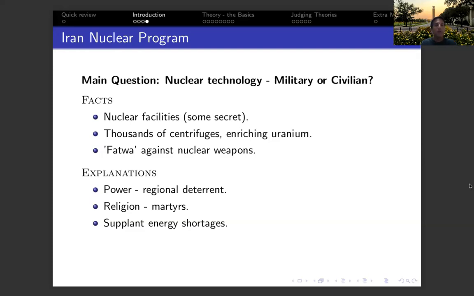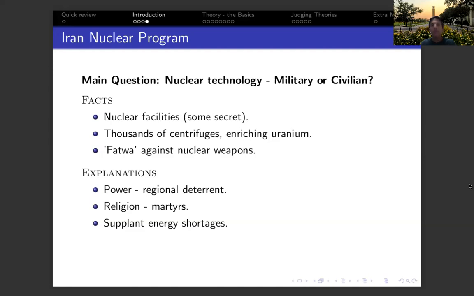We can take another explanation focusing on religious beliefs, saying that if we assume that the leaders of Iran believe that heaven awaits those who are martyred and sacrifice themselves for their religion, then we can understand that they will develop nuclear technology in order to use it against their enemies, such as Israel. So by destroying Israel and becoming martyrs, they will follow their own religious faith. And that can be one explanation for why they will develop nuclear technology and use it in a military sense.